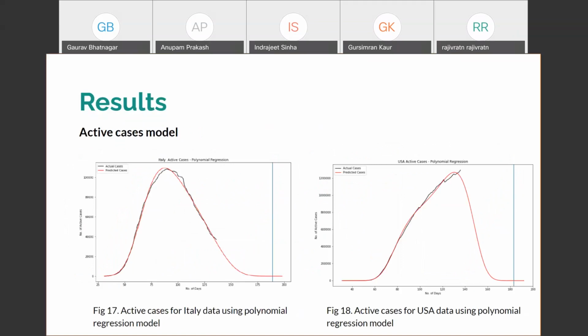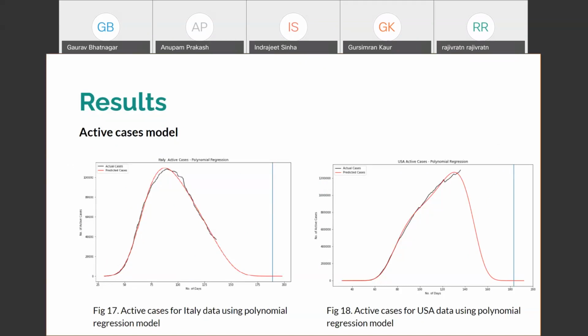After that, we try to model the active cases so that we can predict when the active cases can go down. And these are the results that we obtained for Italy and USA. We tried to model this with ANN, but ANN was overfitting the curve and it was not converging.